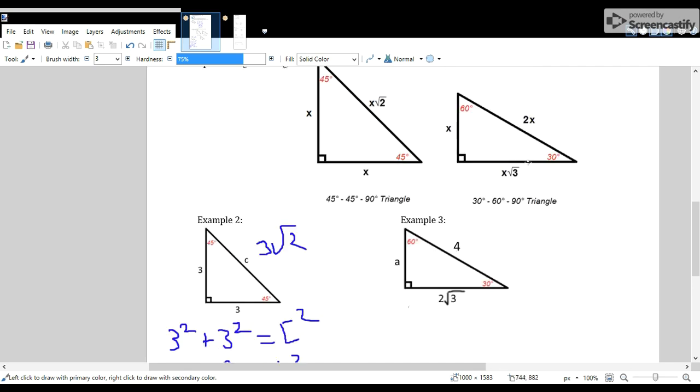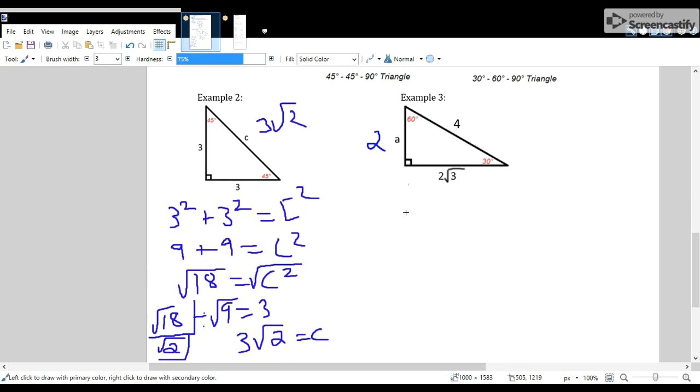So A, by looking at your special right triangle, should be x, which is what's in front of the square root of 3. So A should be 2. Let's make sure, though, using the Pythagorean theorem. A squared plus 2 square root of 3 squared equals 4 squared.